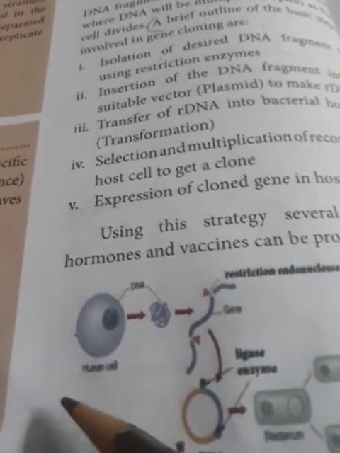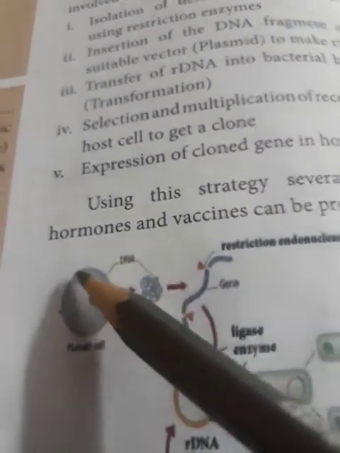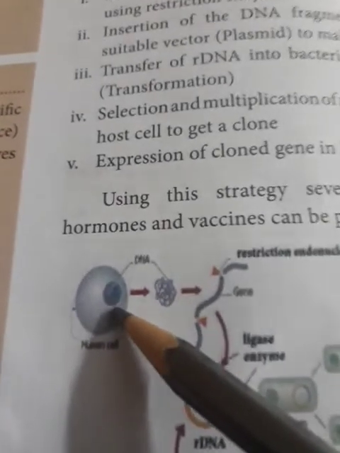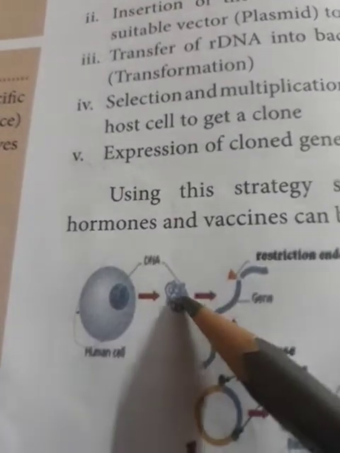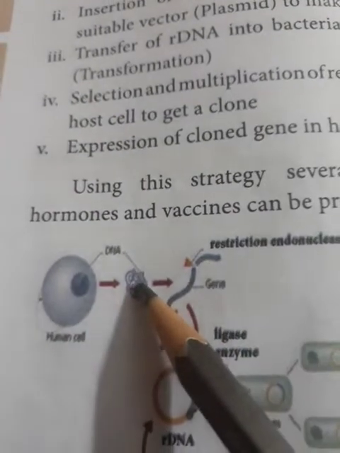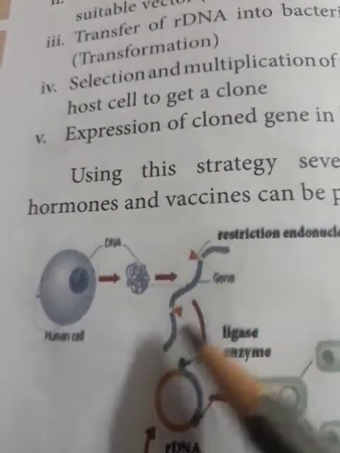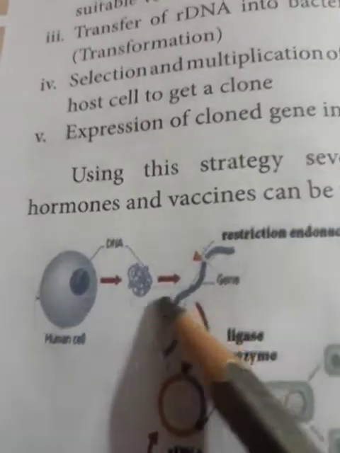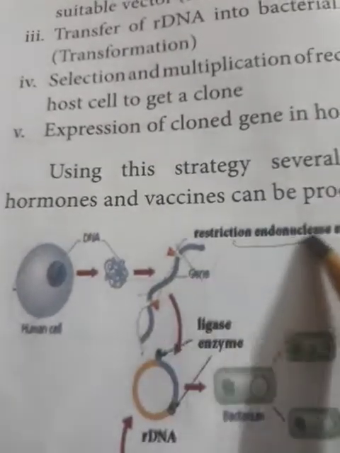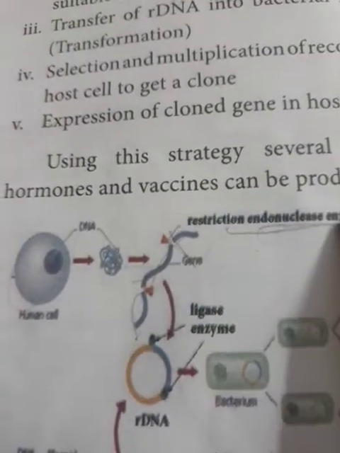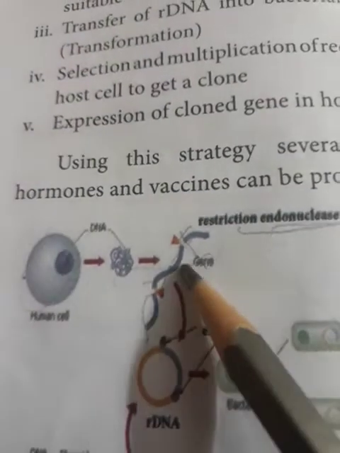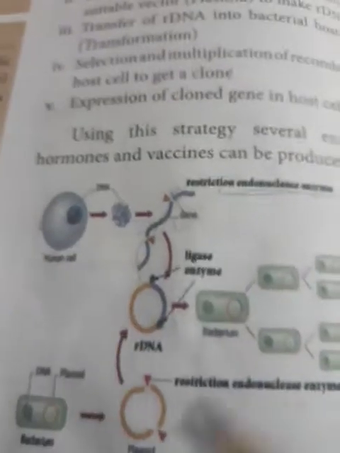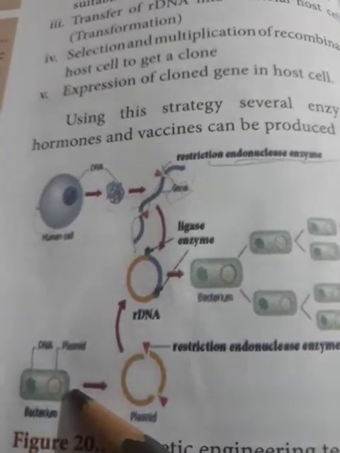If you come to the diagram, this is the cell nucleus, the nucleolus is there, and in this nucleus we know the chromosome is there, and within the chromosome DNA will be present. So this is the DNA, and the DNA has been cut in this region. This is the full DNA. This has been cut with the help of that enzyme. It is called restriction endonuclease or restriction enzyme. This is the gene.